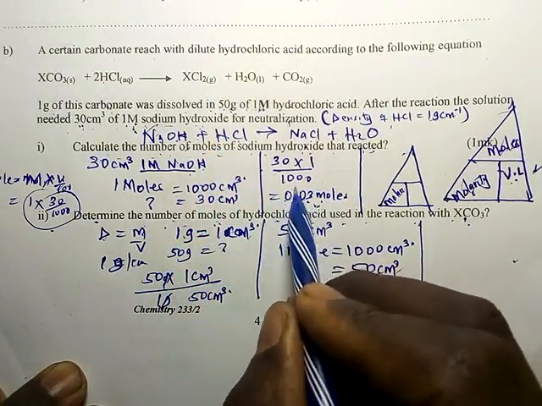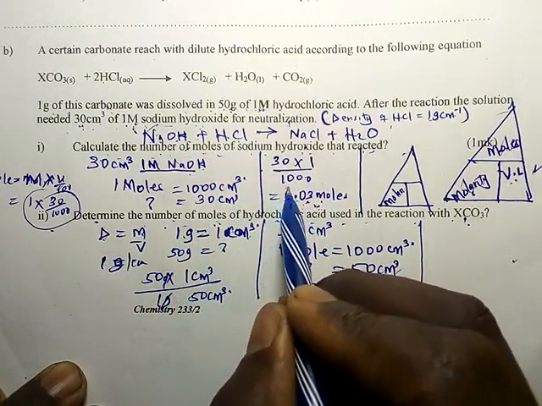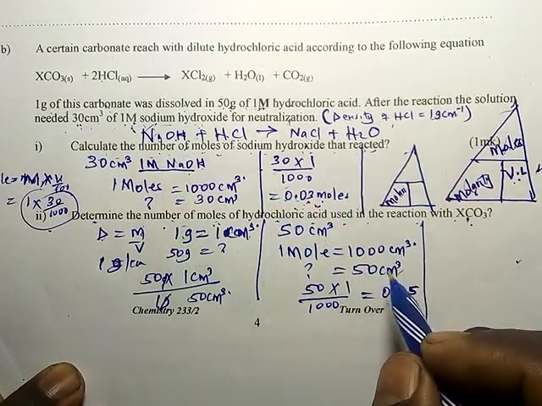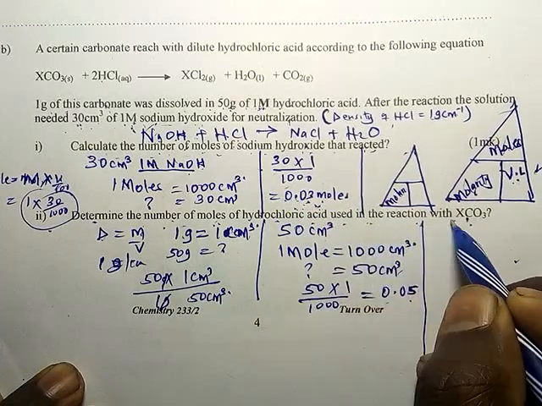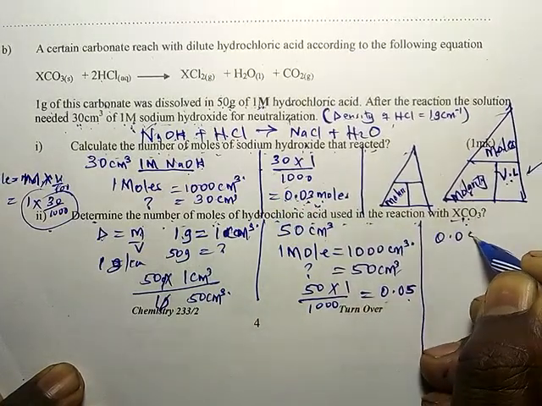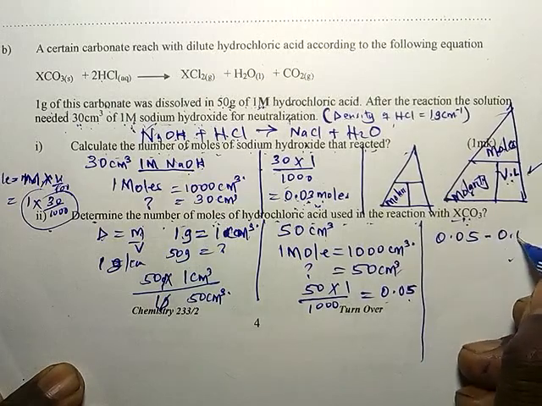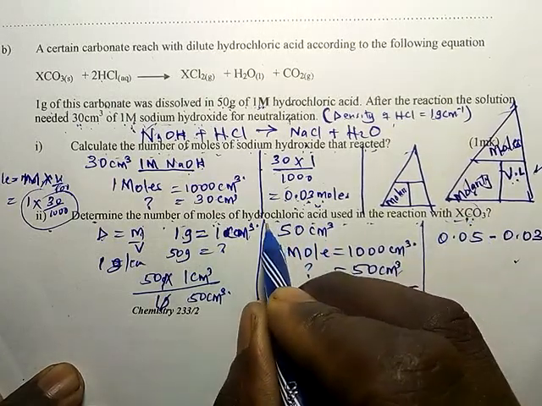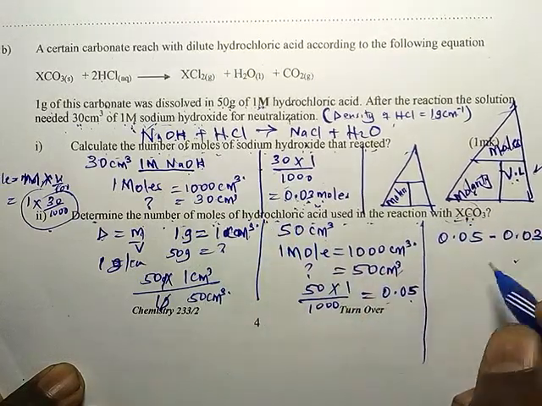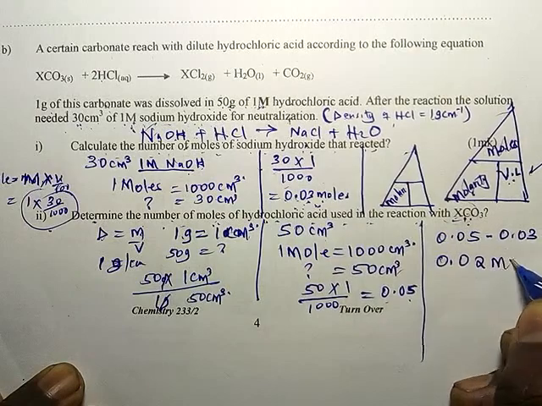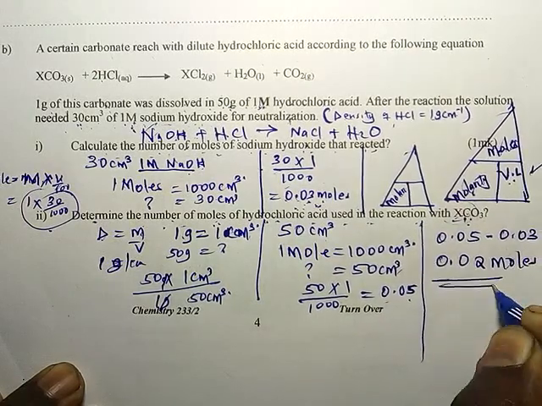Now, if this is the number of excess HCl and the total number of moles was 0.05, what will be the number of moles of HCl that reacted with the carbonate? It will be 0.05 subtract 0.03. Therefore, the moles of HCl that reacted with the carbonate is 0.02 moles. Very important.